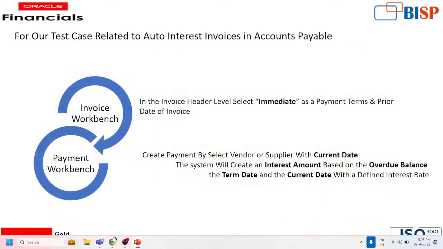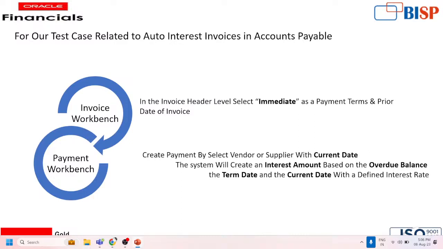In our test case related to auto invoice in the accounts payable, we will create an invoice in the invoice workbench. In the header level, we will select the payment term as immediate so that we can perform the task. And the date should be a prior date, right? So that is the importance. If today's date is there and I am making the payment, it will not attract any interest, and minimum amount should be there. So criteria is also there, more than a certain amount. The minimum amount should be, say, $2 or $3, whatever. We will test that particular case, right?